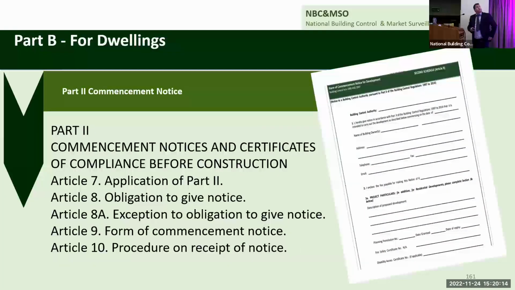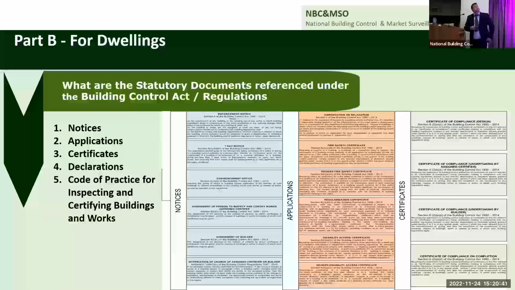So Part 2, commencement notices before construction, and the application of Part 2, obligation to give notice. It's not the building control authority's job to say that you need notices. You as the designer, the owner and the builder have a statutory requirement to give that notice and the correct notice type you're submitting, and whether you need an application or fire cert, that they all need to be put in. There are procedures: the notices, applications, certificates, declarations, and codes of practice and how they all go together.